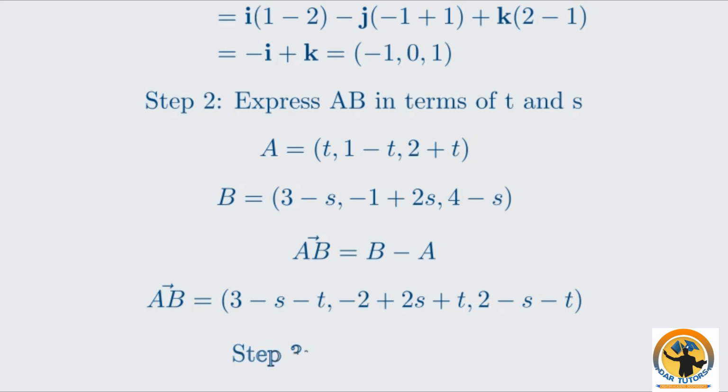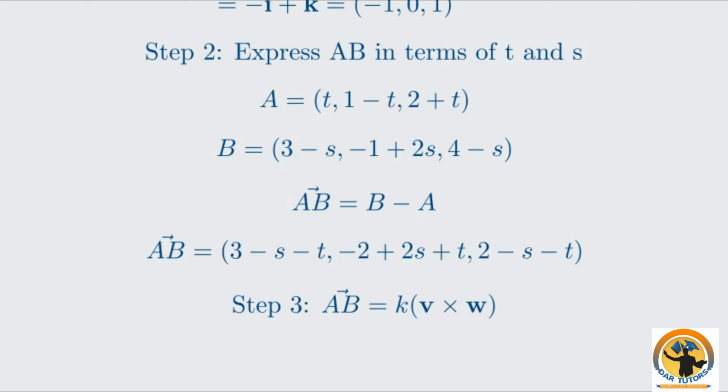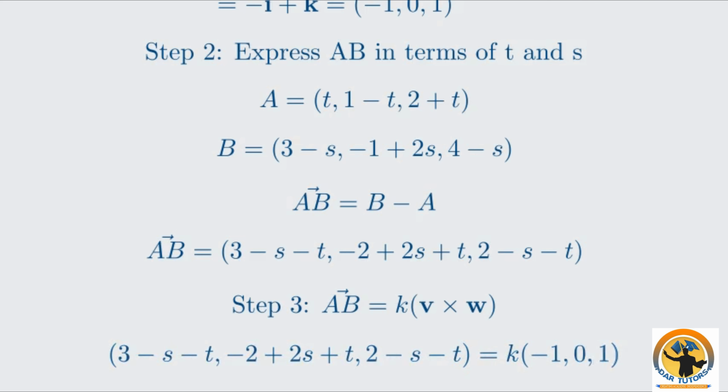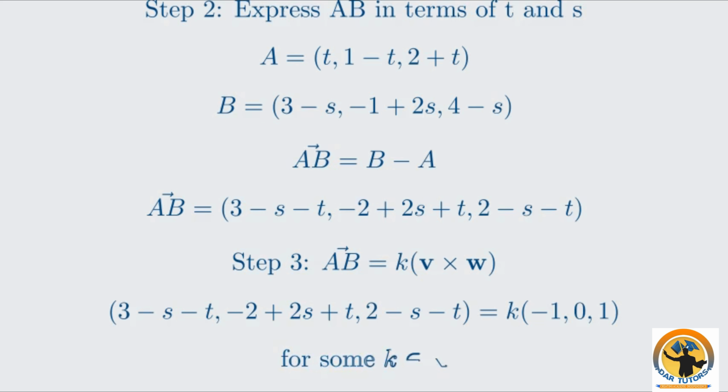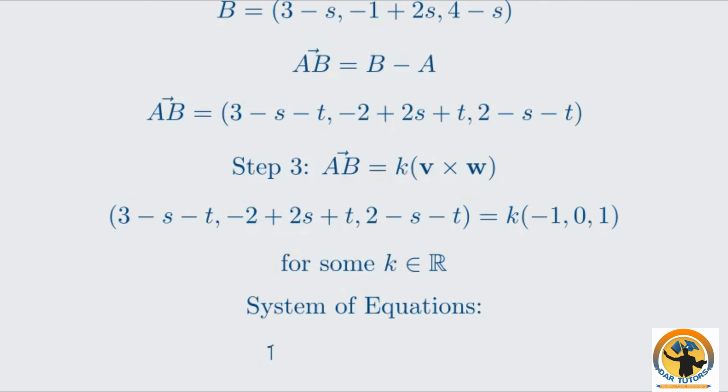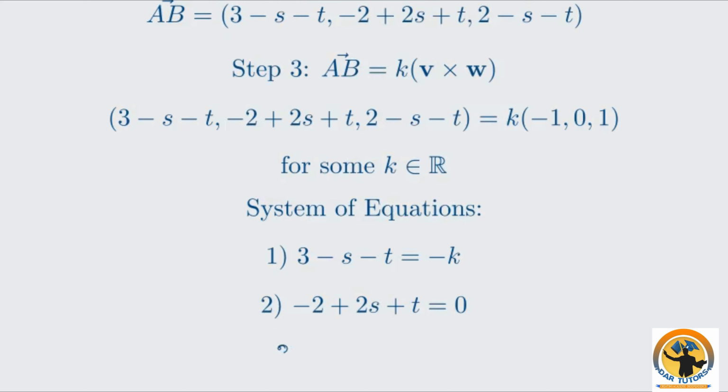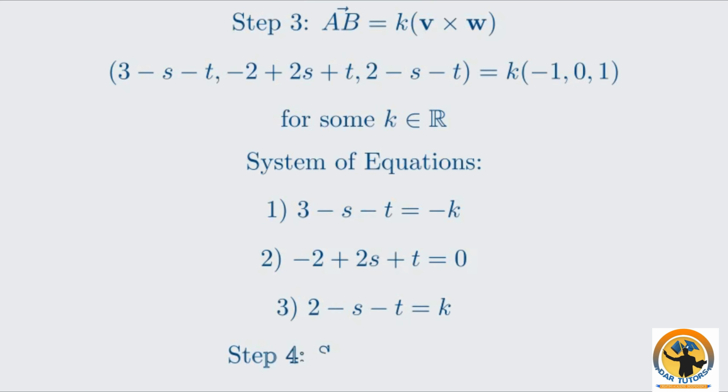Step 3. Use the condition that AB is parallel to v cross w. This means AB must be a scalar multiple of (-1, 0, 1). Let's call the scalar k. This gives us a system of three equations. Step 4. Solve the system for s and t.